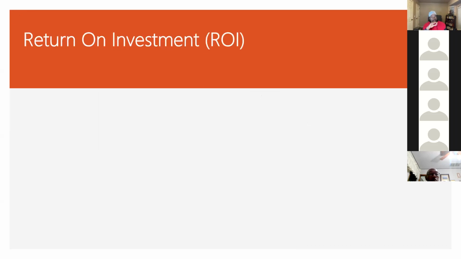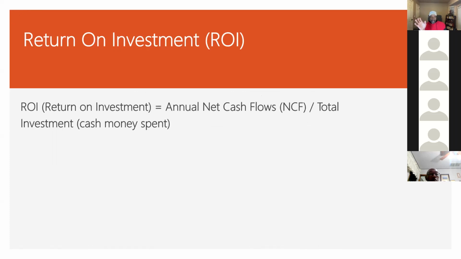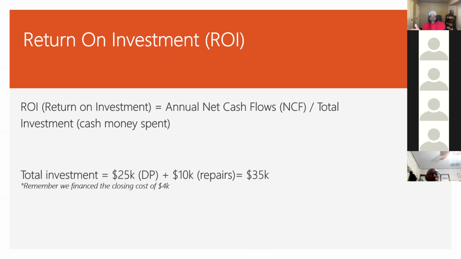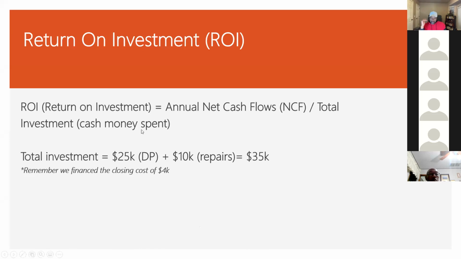All right, so the other thing I like to look at is return on my investment. That is, on my money that I have invested in this property, what type of return am I getting on this? Okay, so it's basically the annual net cash flows, which we already figured, divided by the total money that you got in the game.